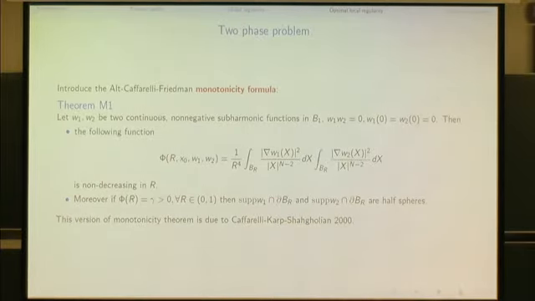All right, now what happens if we consider the two-phase problem? In two-phase problems, we have to use some monotonicity formula techniques, and one of the standard tools to treat two-phase problems and to obtain some regularity is the Alt-Caffarelli-Friedman monotonicity formula. It basically says that if you give me two non-negative subharmonic functions with disjoint supports vanishing at the origin, these two functions are continuous, then this phi is going to be a monotone non-decreasing function of R.